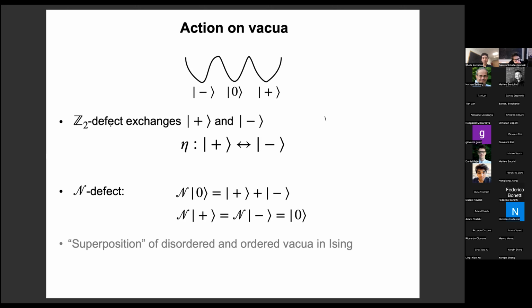The Z2 defect, eta, basically just exchanges the left vacuum and the right vacuum, and does nothing to the middle vacuum. It leaves the middle vacuum invariant. Whereas the N defect basically maps the middle vacuum to a linear combination of the left vacuum and the right vacuum. And if you act with N on the left vacuum or the right vacuum, you get the middle vacuum. So this is a bit analogous to what I explained a few slides back about how the Kramers-Wannier duality acts on the Ising model perturbed by temperature. In some sense, these vacua can be understood as a kind of superposition of disordered and ordered vacua in the Ising model, just from the point of view of how the symmetry acts.